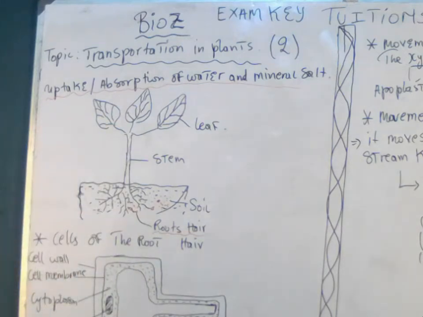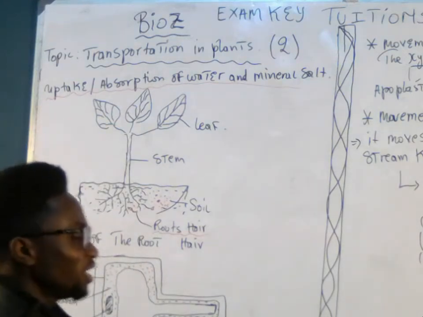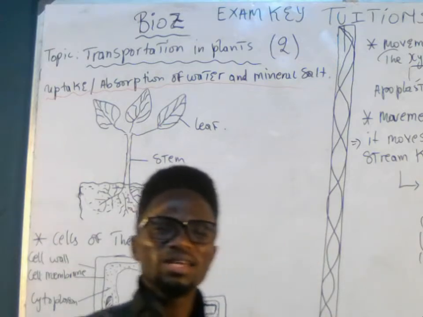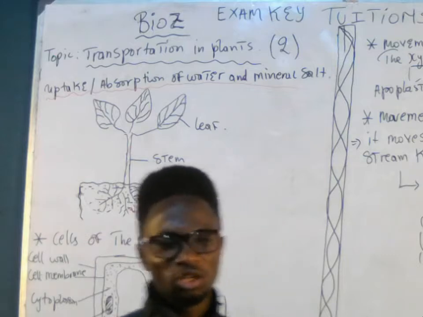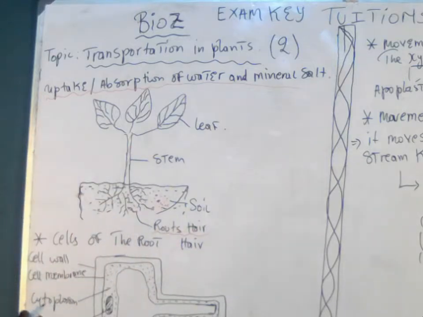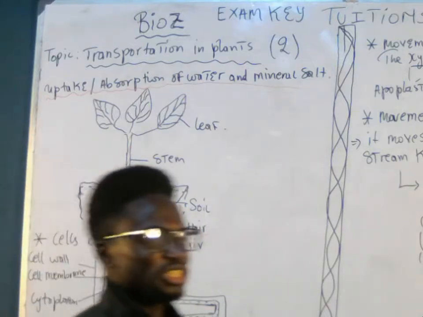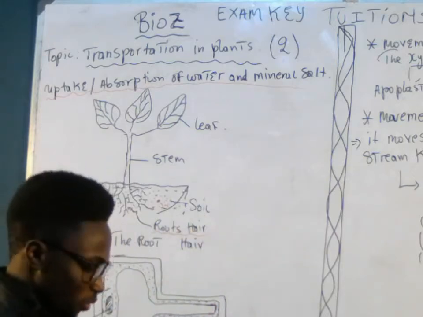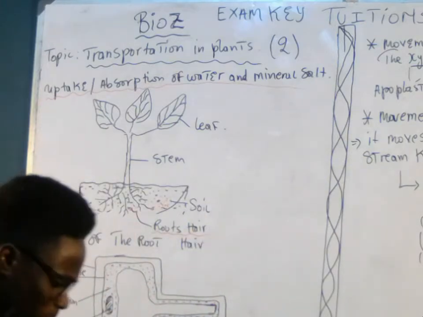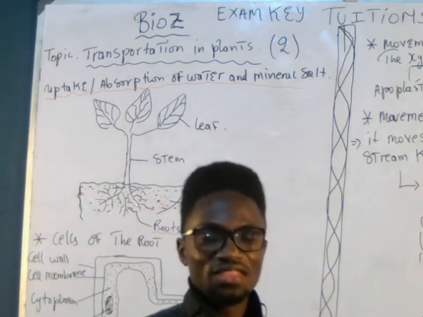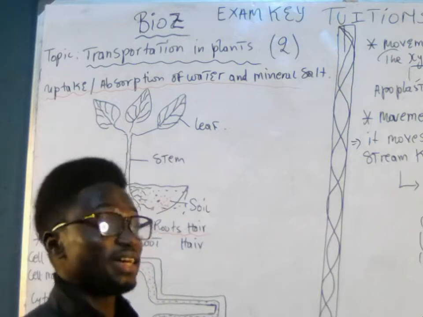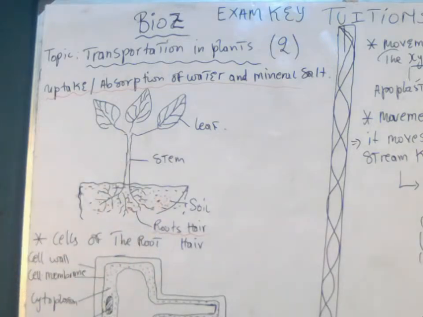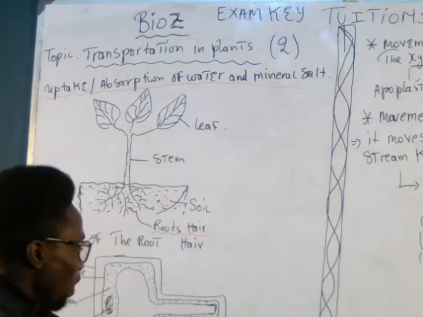The other question is, how is mineral salt absorbed? Mineral salt is transported with the help of a process known as active transport. Now there are certain characteristics that give the root hair its capability of absorbing water. What are they?